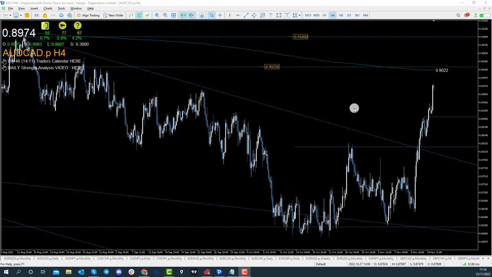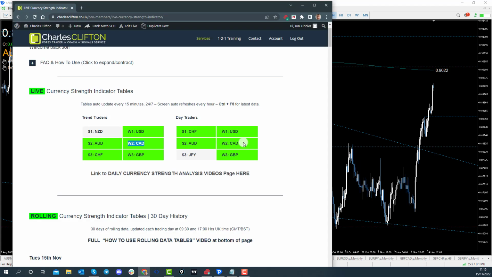Okay, so keep an eye on your Aussie dollar, because Aussie does seem to be fairly strong at the moment. If I bring back the live currency strength indicator tables, you can see that we're climbing on the Aussie, so definitely something to be aware of.